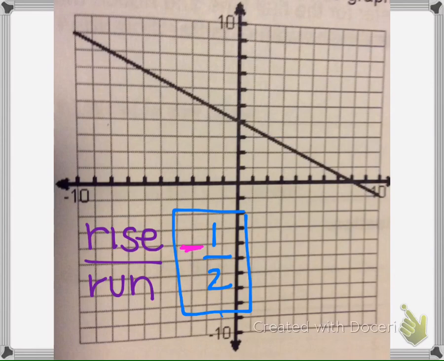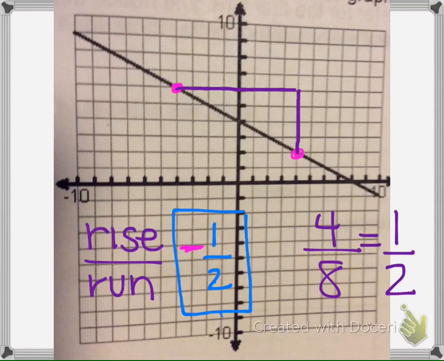Again, I want to remind you that you can pick any 2 points. Like if I pick this one and this one, they're further apart. That means I'm going to have to simplify in the end. I'd have to rise 4, and then I'd have to run 1, 2, 3, 4, 5, 6, 7, 8. The numbers are slightly bigger, but it still simplifies to 1/2, and it's negative still because it's going downwards.